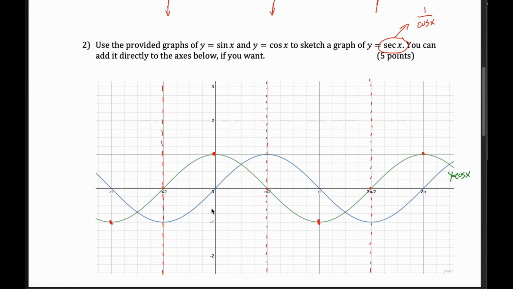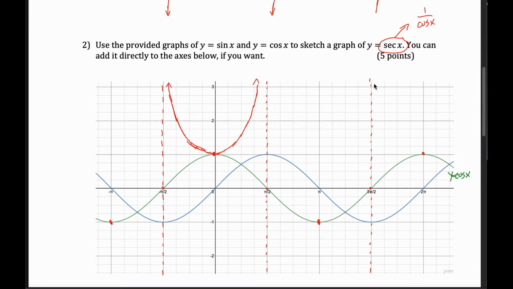And now as long as I understand that in between each set of vertical asymptotes, I either have a U-shaped graph or an upside down U-shaped graph, I have enough information to sketch the graph of secant of x. Between these two vertical asymptotes, for example, I know I have to go through this point, and there's nowhere where I cross the x-axis here, so I must have this right side up U-shaped graph. So more or less something that looks like this.